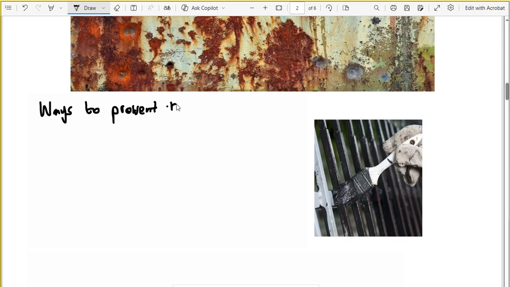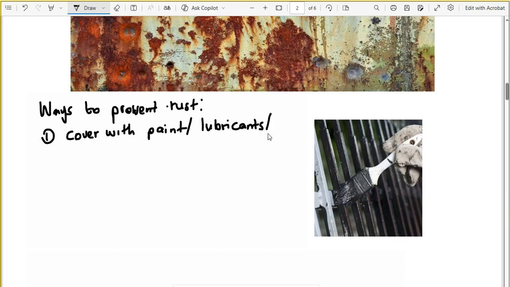So now, in an exam, they will say, give us the ways to prevent rust. Okay, so the ways, number one, we can cover with paint. If you don't want to say that, we can use lubricants, or we can just use oil. Understand? Okay.